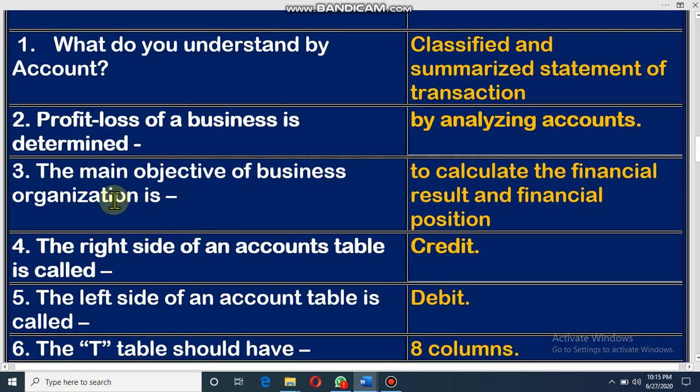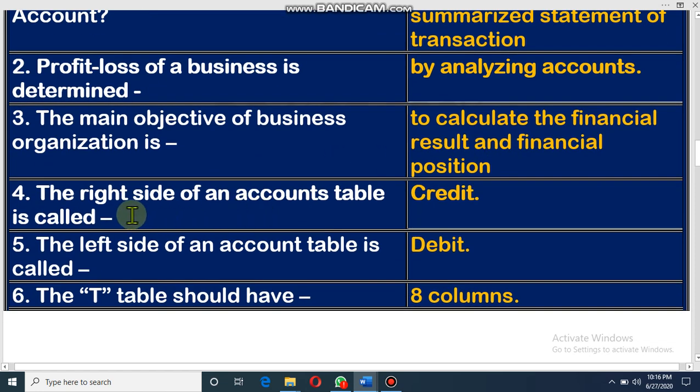The main objective of a business organization is to calculate the financial result and financial position. That means to find out the profit and loss and the financial position. This is the main objective of a business organization. It is also the objective of accounting. The right side of an account table is called credit. Dear student, you know that at the time of doing math, we have shown you that in an account table we have two sides. The right side is the credit side and the left side is the debit side. The right side of an account is the credit side and the left side is the debit side.